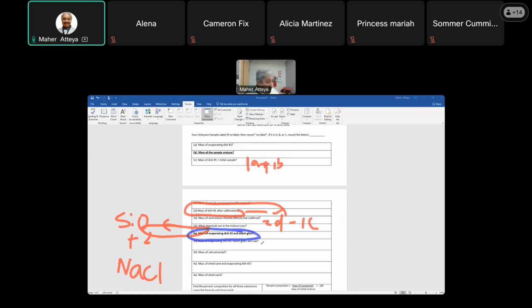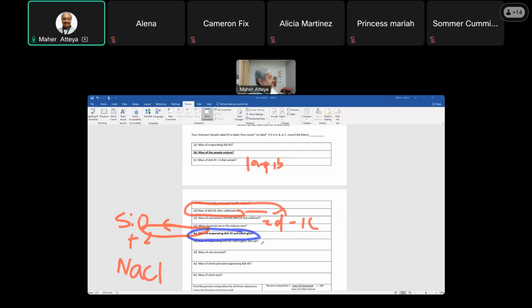And here, you know the watch glass and the evaporating dish number 2, okay? It has sodium chloride. You know how much it weighs empty. Now it's filled with sodium chloride crystals. The difference between them will give you the mass of sodium chloride. Then you make the recovery calculation. Okay, guys? I think that's all.